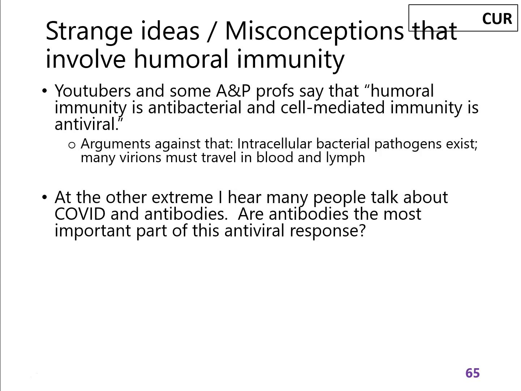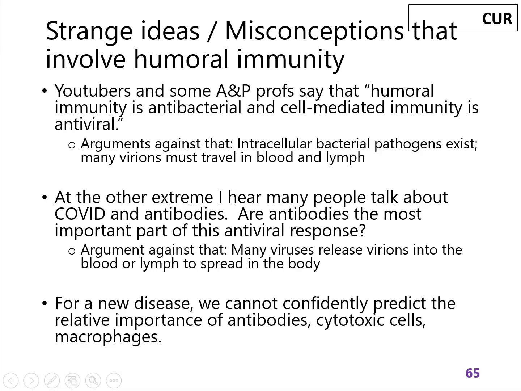And for all we know, T cells might be the more important part of fighting off COVID. So don't let people make these oversimplifications when we know it's more complicated. And the main reason I bring this up is that we can't really predict what's going to be most important for a pathogen. Every new disease has a complicated way of interacting with the immune system, and we have to know what it is before we can think we know what it is.